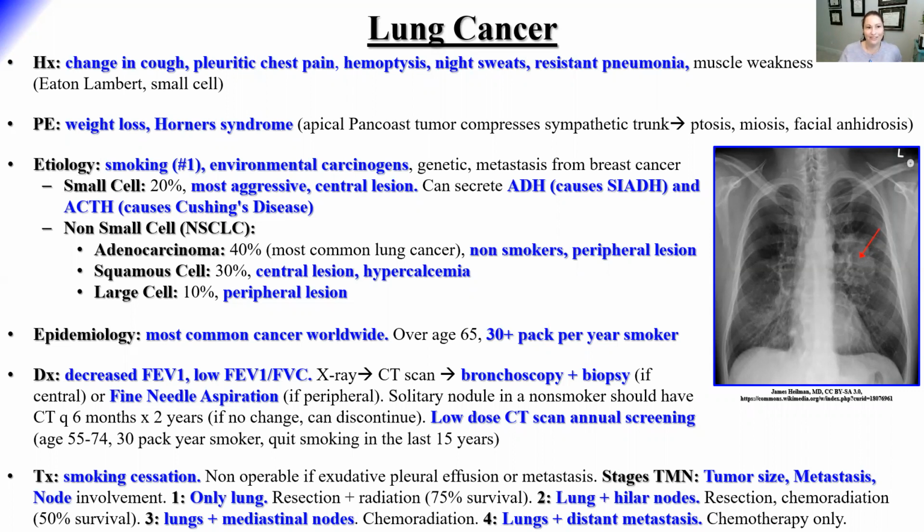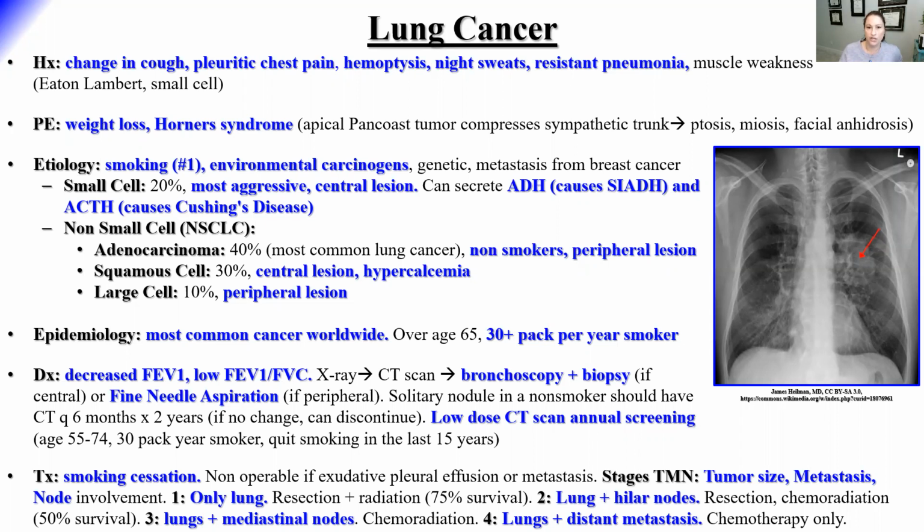That's a very important thing. I've had somebody say, well, I already had cancer, how bad does it get? Well, you can continue to get other cancers, so smoking cessation. This is considered non-operative if they have an exudative pleural effusion, which we'll talk about, or they have distant metastasis. When we stage this, we stage it with TMN, which stands for tumor size, presence of metastasis, and node involvement, so lymph node involvement.